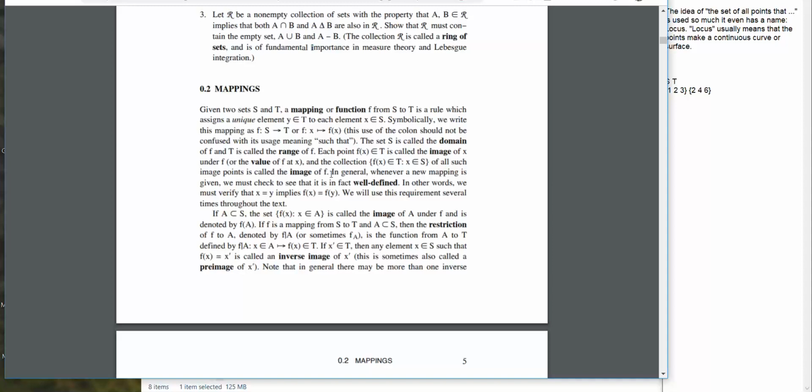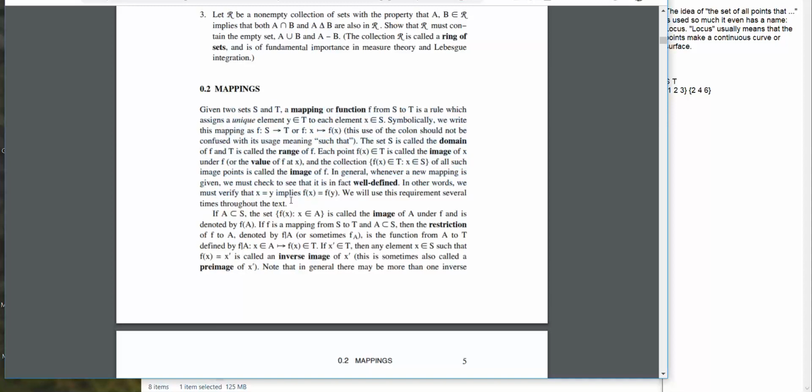In general, whenever a new mapping is given, we must check to see that it is, in fact, well defined. In other words, we must verify that x equals y implies f of x equals f of y, the function itself. That means we will use this requirement several times throughout the text. Okay, so I think it makes sense now.